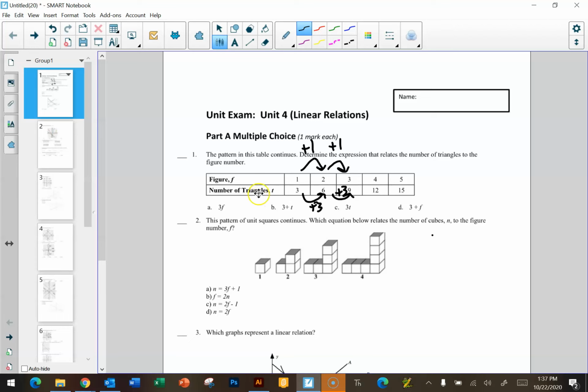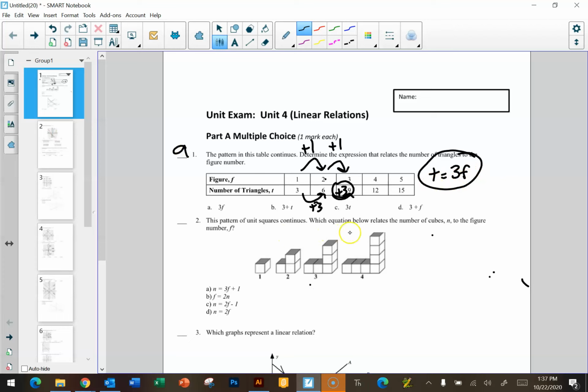So the number of triangles, t, is going to be related to what figure it is. So we always take this number here, and then we multiply it by the other variable, which is f. So it's going to be 3 times f. And then we figure out what we need to add or subtract to that. So let's just start with t equals 3f and see if we have to add anything to it. If f is 1, then 3 times f would be 3. That matches up. Okay, so if f was 2, 3 times 2 would be 6, and that matches up as well. So it turns out this is the entire linear equation. We don't have to add or subtract anything from it. So let's see, does anything match t equals 3f? And it does, it's A.